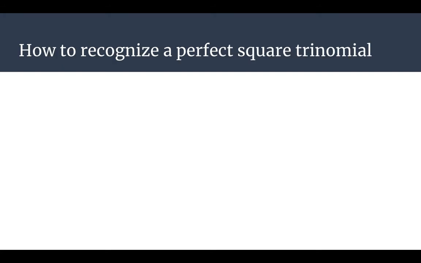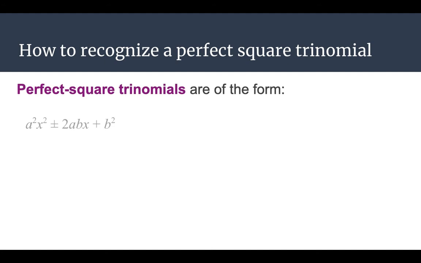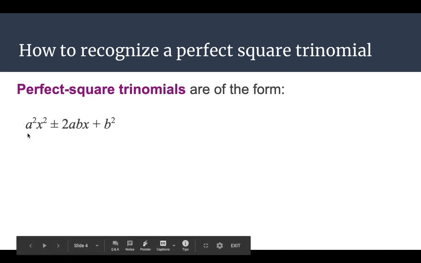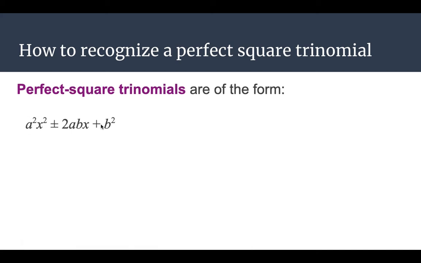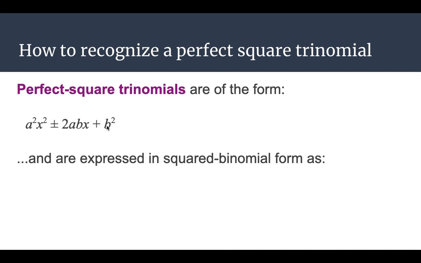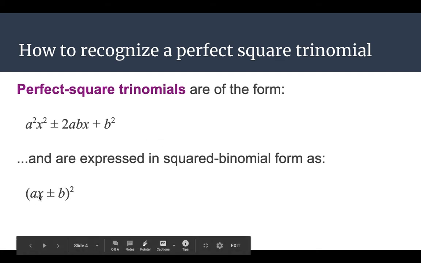How do you recognize a perfect square trinomial? Well, they have the form where the number in front of x squared is a perfect square number, and the number at the end is also a perfect square number. And then the number in the middle is 2 times what a would be and what b would be. I know this looks a little weird right now. We're going to do some examples so you'll get used to what they look like. They are expressed in the square binomial form like this: a number times x plus b, a different number, squared.